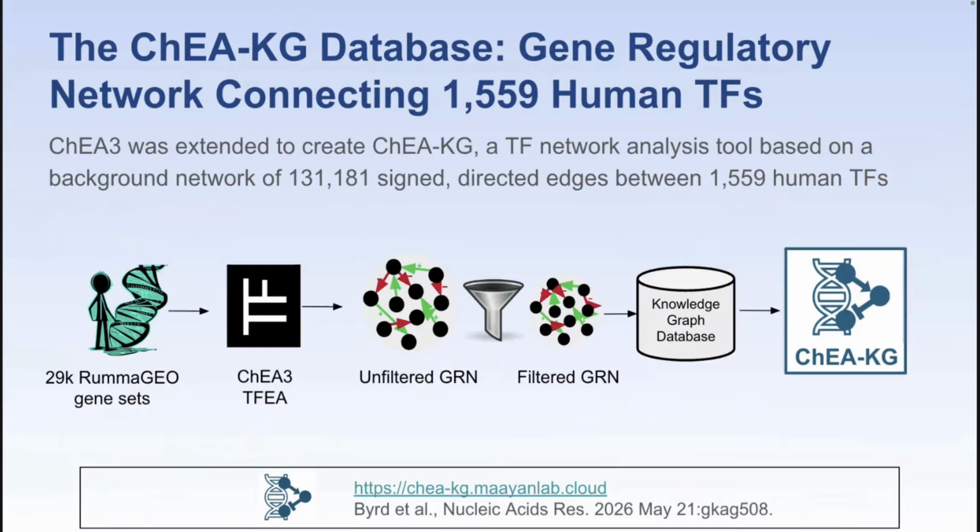So after constructing the initial network, we pruned it to only include edges that were observed more frequently than would be expected by random chance. And so then this filtered network is uploaded to a knowledge graph database where it's served via the web server application ChEA-KG. So below is the link to the site as well as our recent publication. But the final network has 1,559 human transcription factors and 131,000 signed and directed edges.